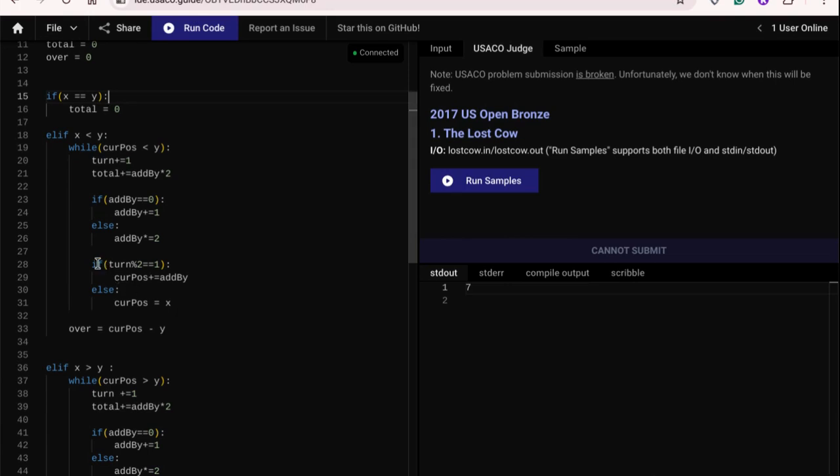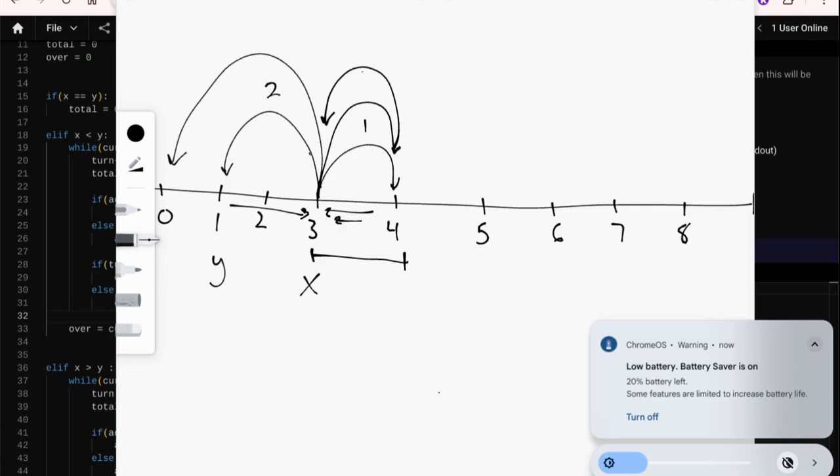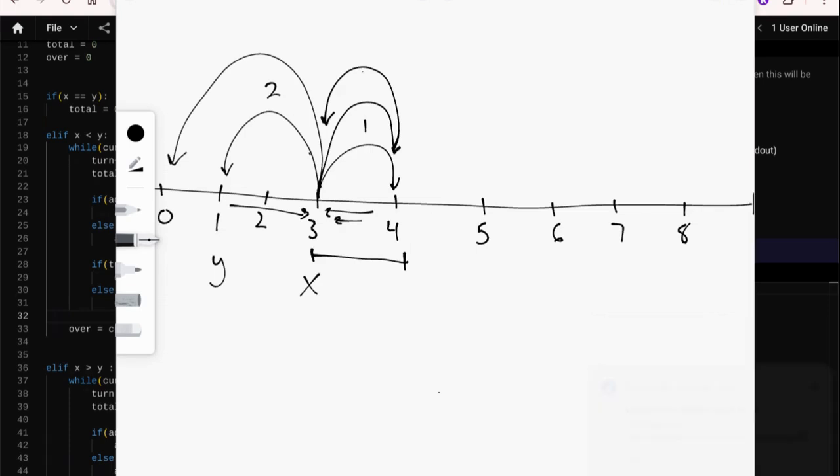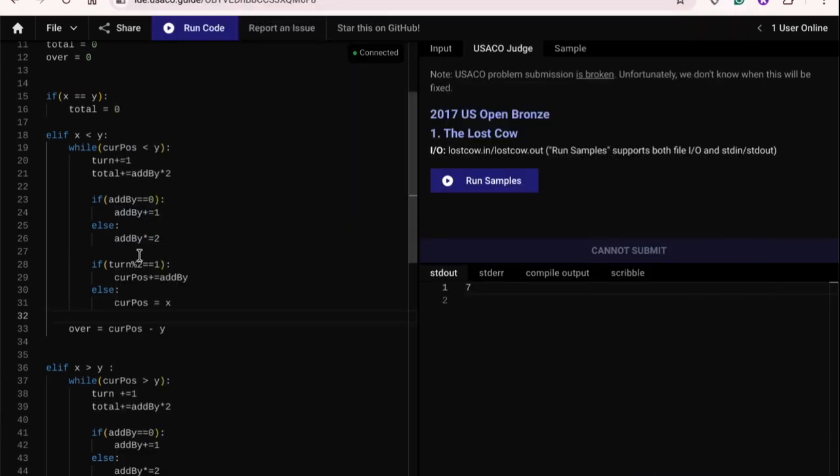Once we do that, now we check this statement: if turn modulo 2 equals 1. Well, what this is saying is when Farmer John is less than Bessie, we know that the only time he can ever be at Bessie or greater is when he's moving to the right of his original position. And that's what turn is telling you. When turn is an odd number, it means that he's moving to the right. When it's an even number, he's moving to the left.